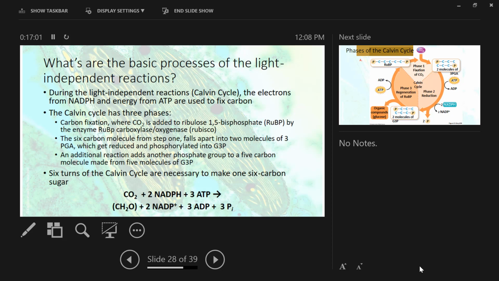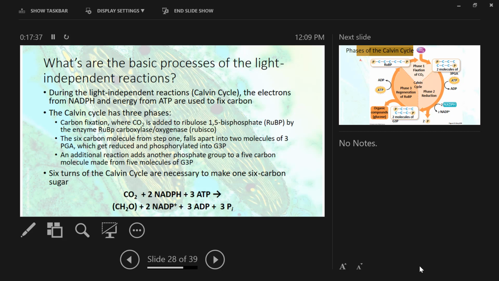If you do it once, you get 2 molecules of G3P. If you do it 3 times, you get 6 molecules of G3P, right? 3 times 2 is 6. One of those can be used to make a 6-carbon sugar, or one of those can just be left as a 3-carbon molecule of G3P. Does that make sense? And then the other 5, so that's 6, one of them can leave. The other 5 go into regenerating RuBP. Okay. Yeah.